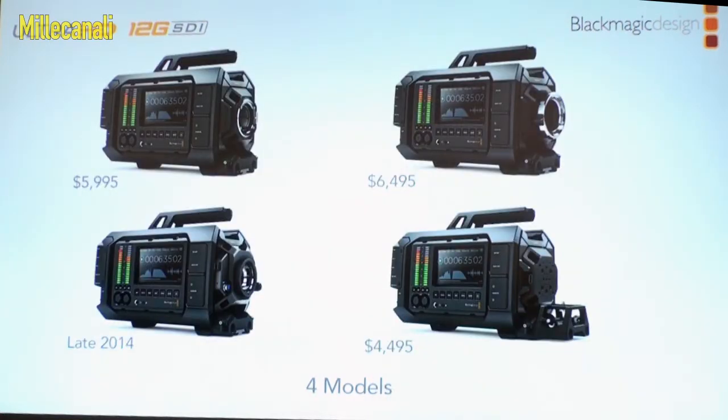The Ursa EF is $6,000. The PL mount is $500 more, $6,500. The B4 mount, I'm not quite sure of the price, will be later in the year, so we'll talk about that. And the no sensor version, the Ursa HDMI, is $4,500. It'll probably be available late June, probably July. I think it'll slide into July based on lead times and components. So it's pretty exciting. I think it's a lot of fun.